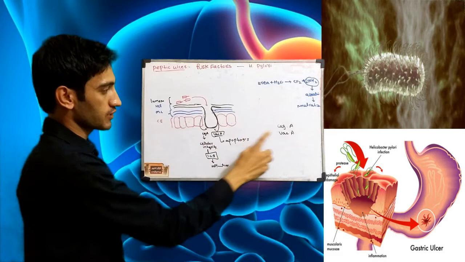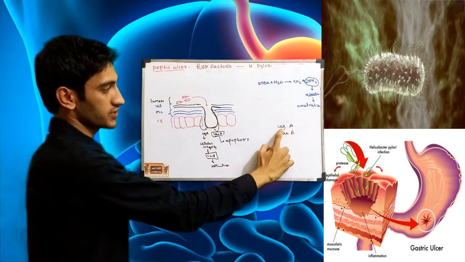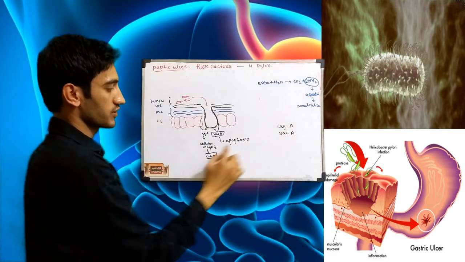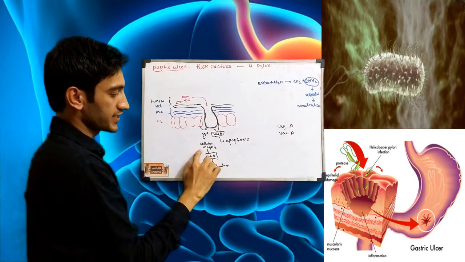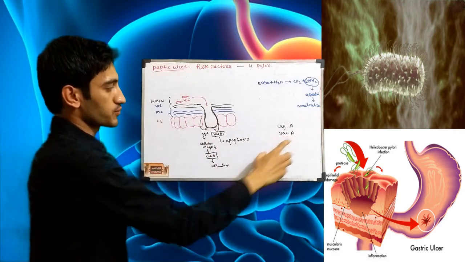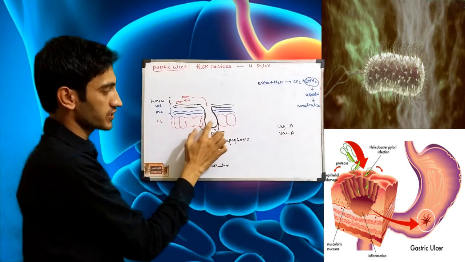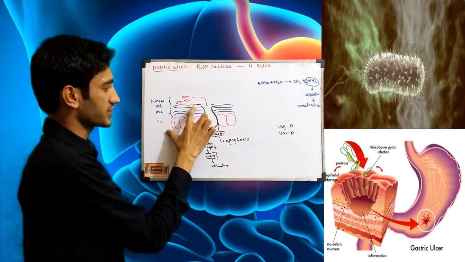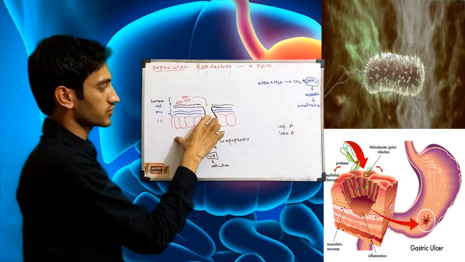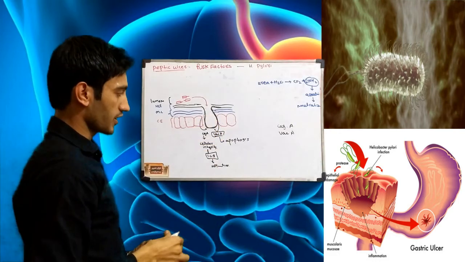it will release two types of exotoxin, CagA and VacA. CagA will destroy the cellular integrity, and VacA will cause the apoptosis. So the cells here will be killed, and the acids HCl will have access down, which will form the ulcer.